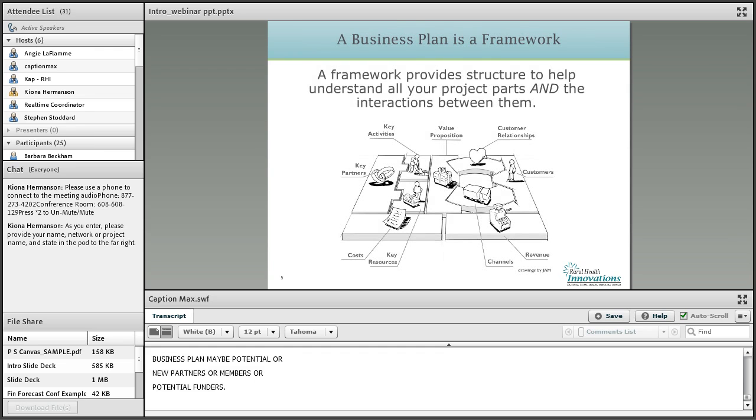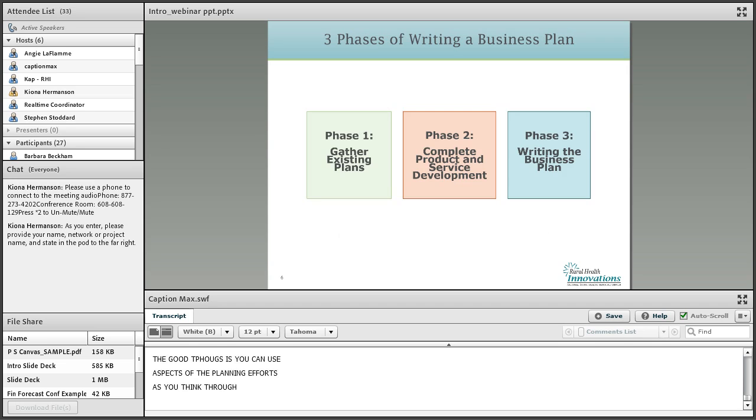With systems thinking in mind, a business plan illustrates the interconnections between the many plans. The interconnections that many plans have can be seen using a framework because it provides a structure to help understand both the different parts and the interactions between the parts. With your network development projects, you've already done a lot of planning, strategic, evaluation, marketing, and operational. And the good news is that you will be able to use aspects of those planning efforts as you think through and write your business plan.